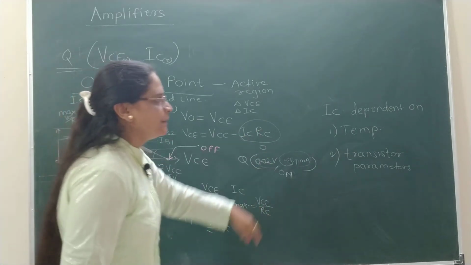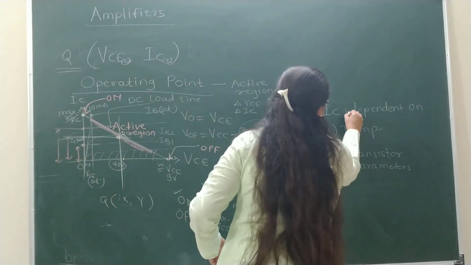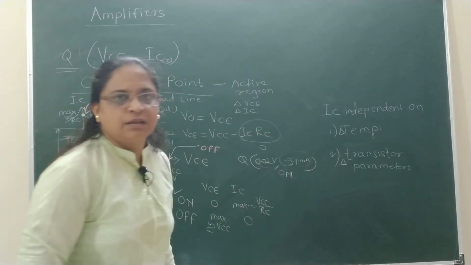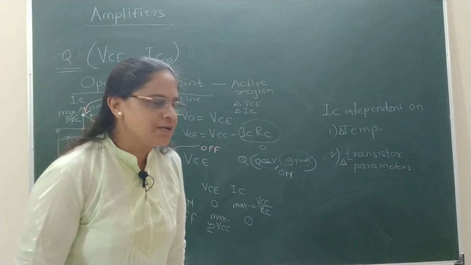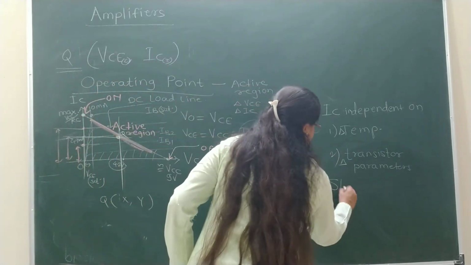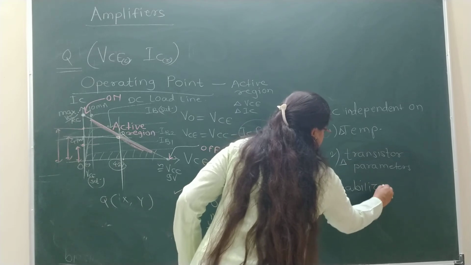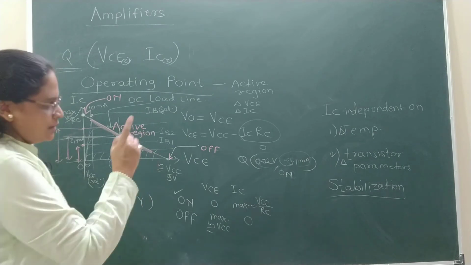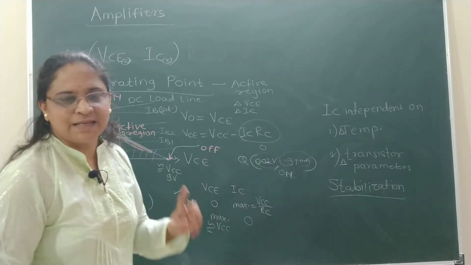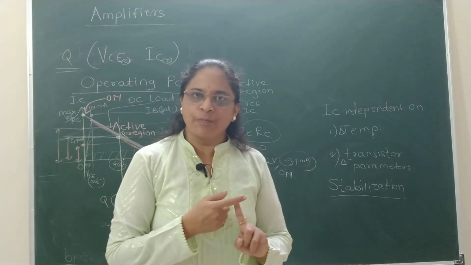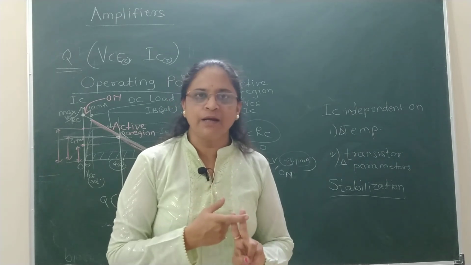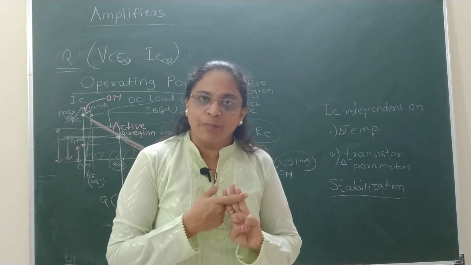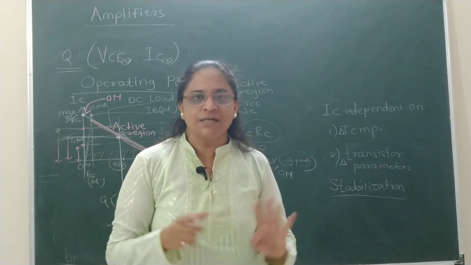So to make IC independent of temperature variation or variations in transistor parameters is nothing but stabilization. काय म्हणायचं त्याला? Stabilization, stabilize करायचं, stable करायचे. So that is the stabilization process. So what is biasing? To provide proper zero signal collector current, to provide proper base emitter voltage at any instant, and to provide proper collector emitter voltage at any instant is biasing.